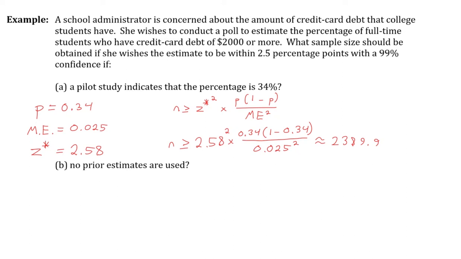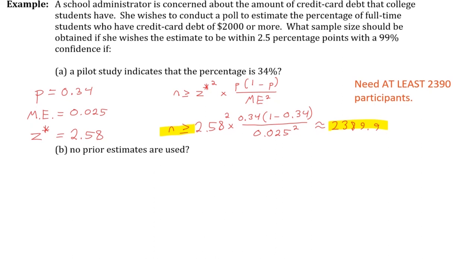Keep in mind that this says n is greater than or equal to that value, which means our final conclusion for this is that we need at least 2,390 participants. Note that even if this value was 2,389.1, I would still round this up to 2,390.